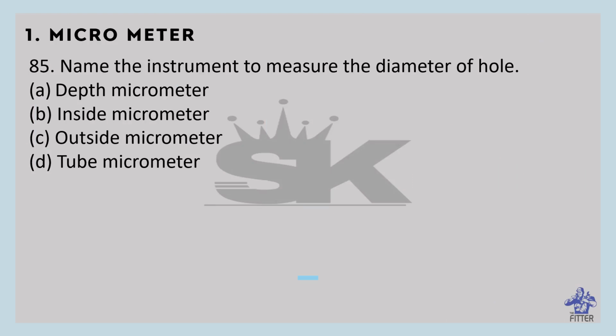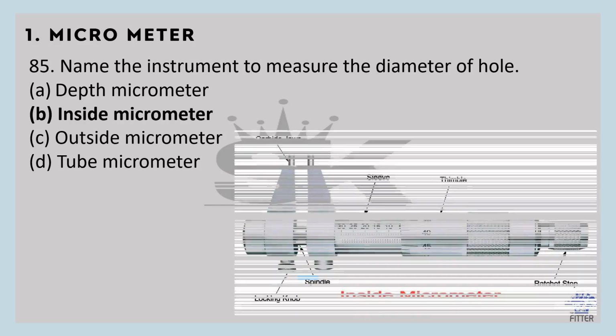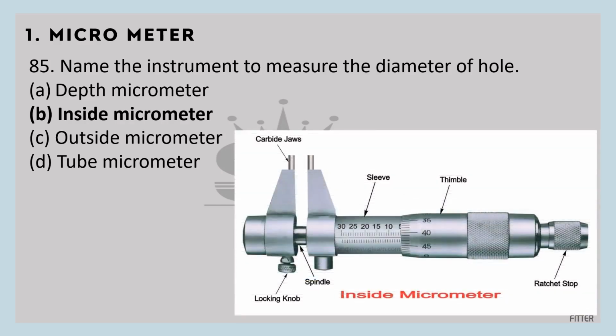Name the instrument to measure the diameter of a hole. That is option B, inside micrometer. This is the inside micrometer. It is used to measure the diameter of a hole. Depth micrometer is used to measure the depth of bores, slots and grooves. Outside micrometer is used to measure the outside diameter of a bar or shaft. And the final one, the tube micrometer, is used to measure the wall thickness of tubes.